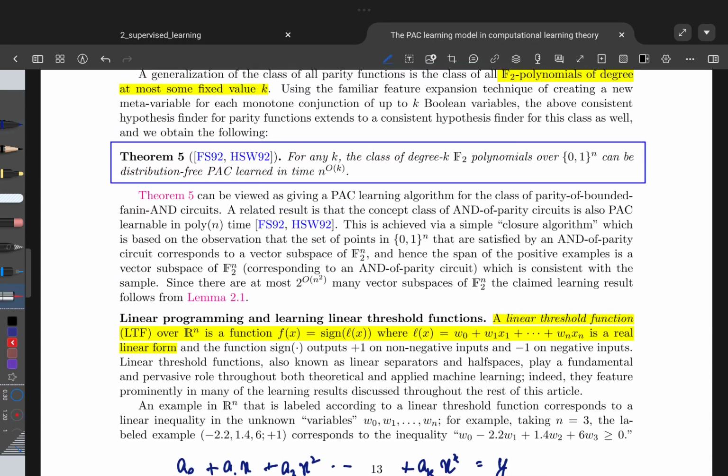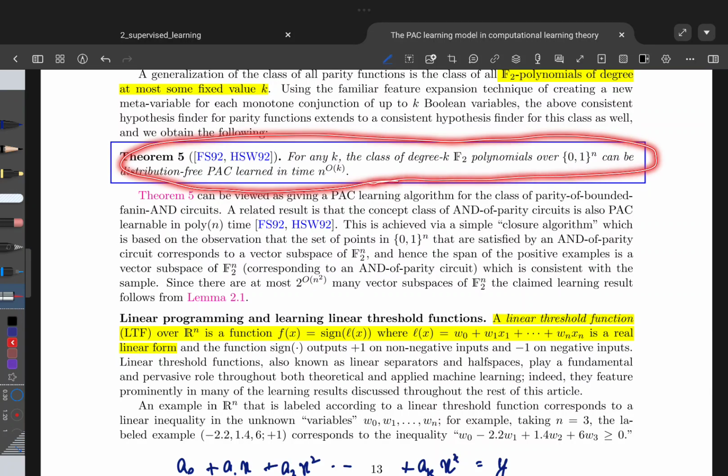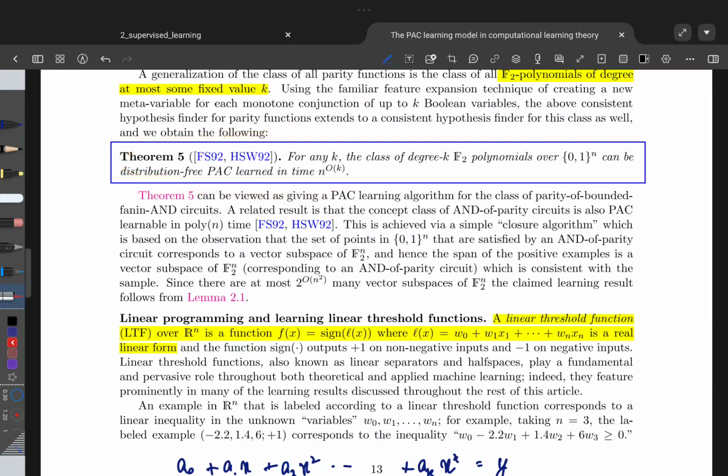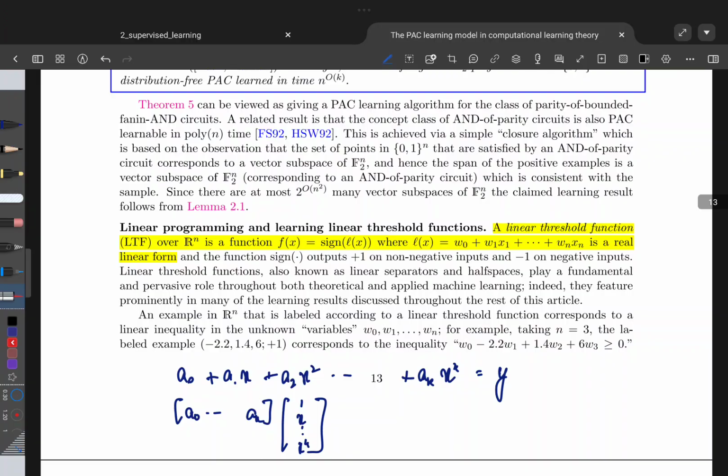So it means that the class of polynomial functions of degree k over F2 can also be learnt efficiently, and the computational complexity is just n to the order k. So all constant degree polynomials can be learnt efficiently. So we're trying to build the class of functions that we can learn efficiently, right?